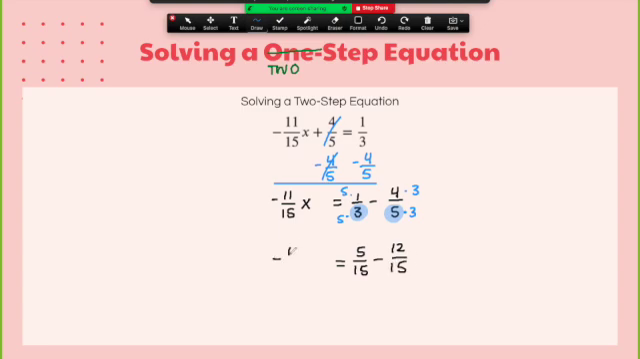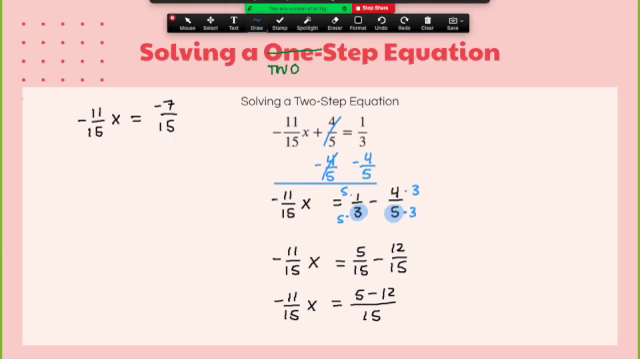And on the other side, I still have negative 11 over 15 times x. So from this, I get negative 11 over 15 times x equaling 5 minus 12 over 15. And then I'm going to write the rest on the left side here. So negative 11 over 15 x, and 5 minus 12 equals negative 7 over 15.